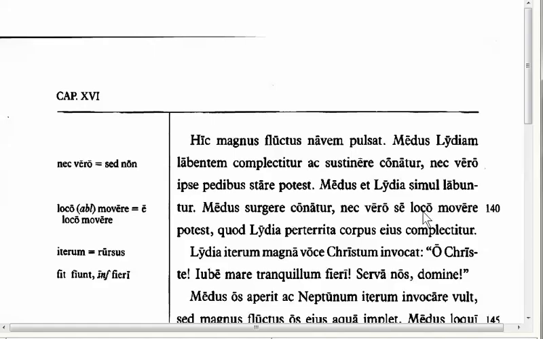When you have motion away from a place or thing, the ablative is used. Sometimes with a preposition like ab or ex, sometimes without. When it's without, then we call it the ablative of separation. So those are all the new features in chapter 16.